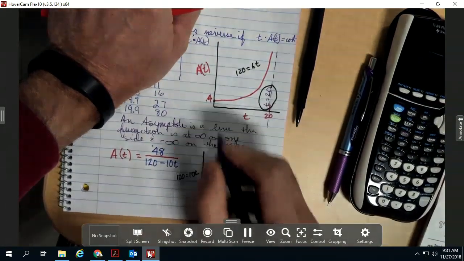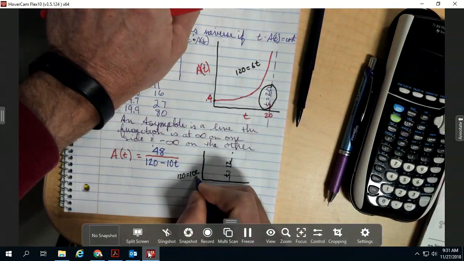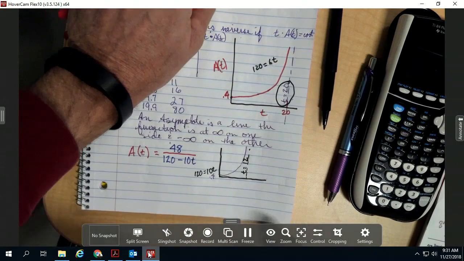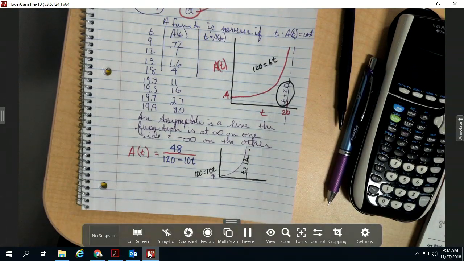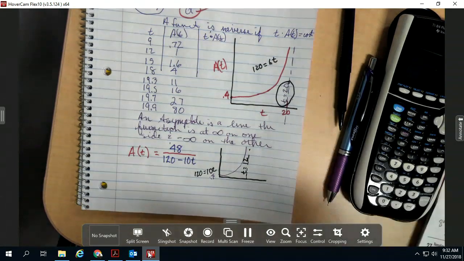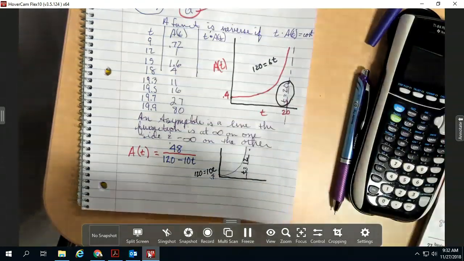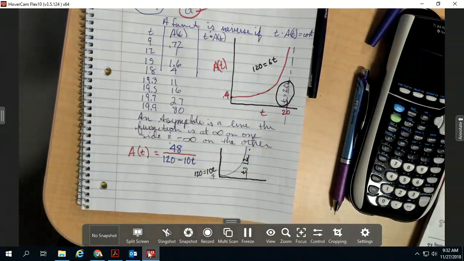Now, it still starts out at 0.4 tall, but it's going up faster. Why is it going up faster? Because the train is coming toward you at a higher rate of speed, right? So it's going to reach the asymptote at t equals 12. Questions?